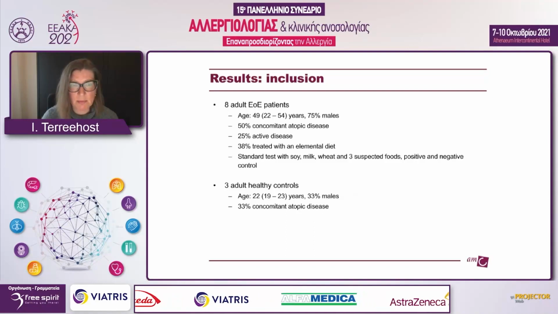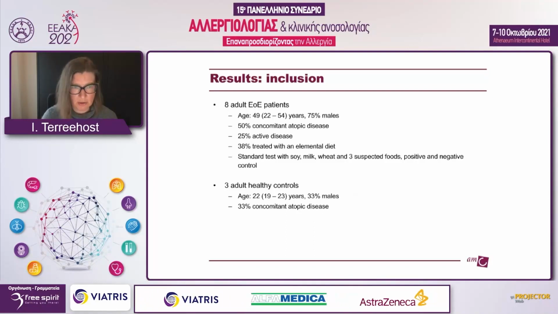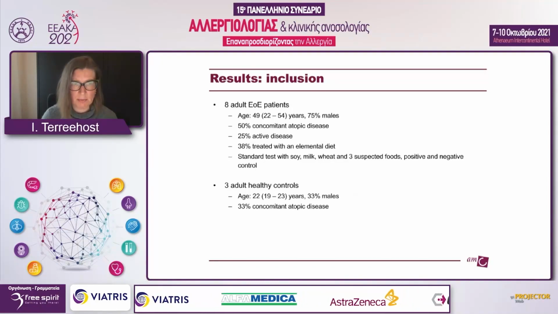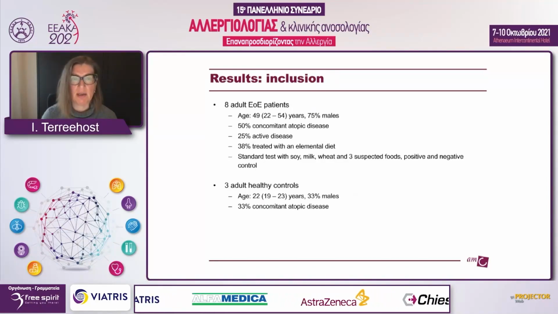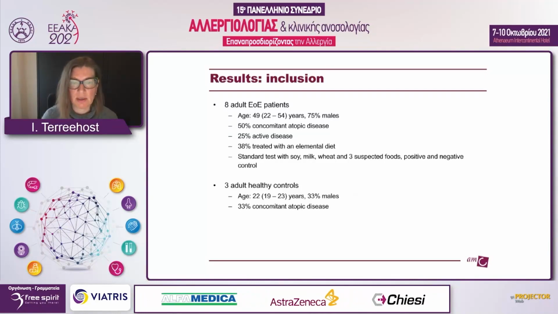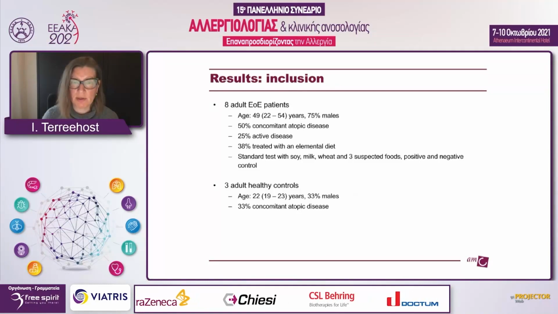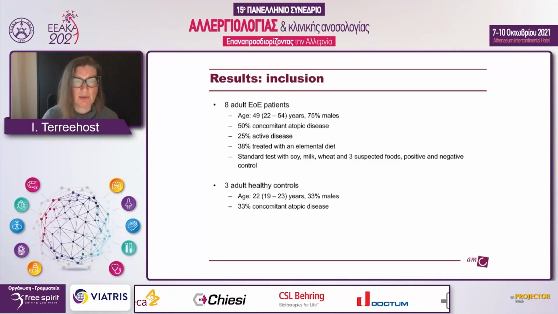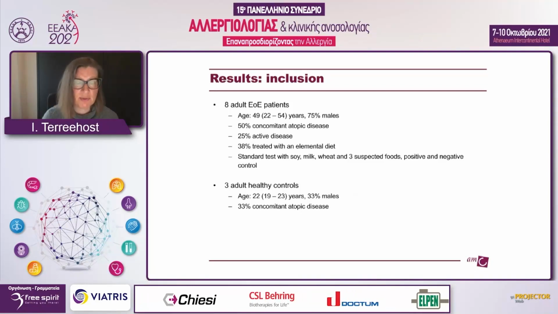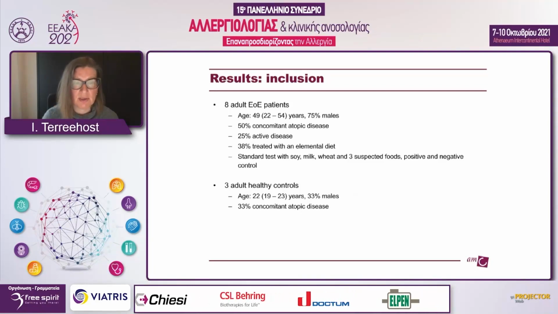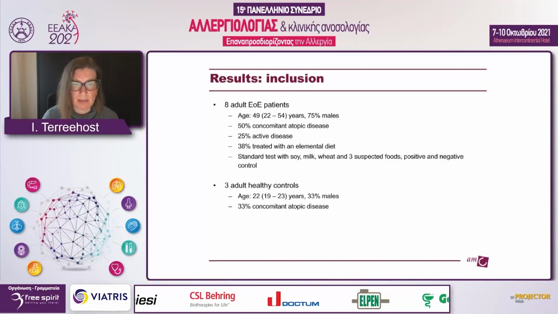The patients that participated in the study, this was, as I should have said before, a proof of principle study, so not a double-blind placebo-controlled trial where we had a diet based on these tests. It was a proof of principle to see whether the test was actually viable. 8 EOE patients participated, mean age 49 years, with a little less concomitant atopic disease than in general, because normally it's about 70 to 80%, 25 with still active disease, a few in the rest in remission, 38 treated with an elemental diet, and 3 adult healthy controls.